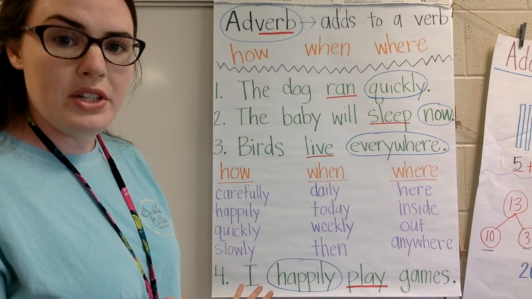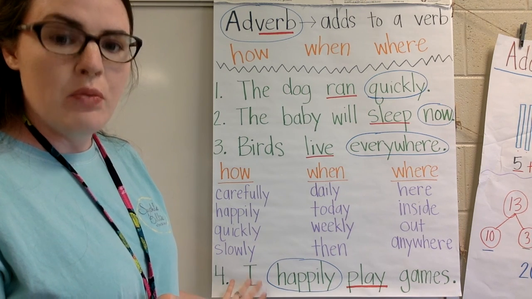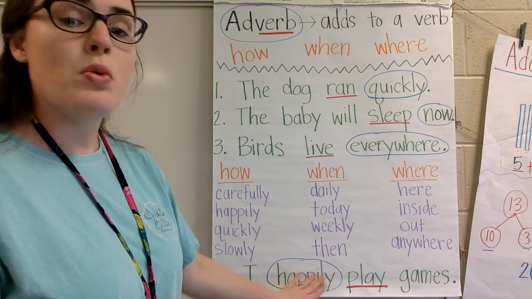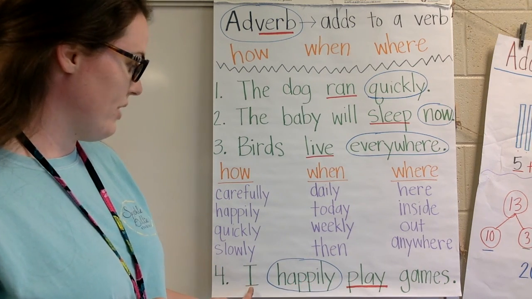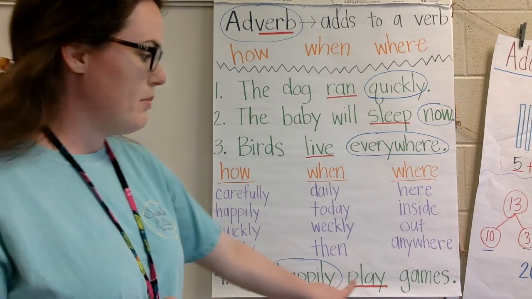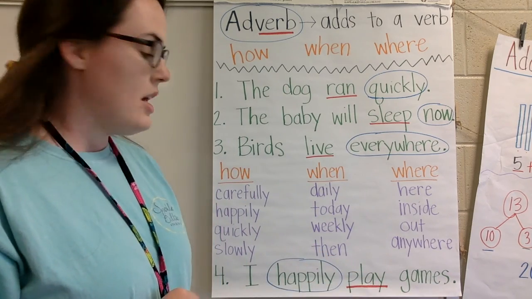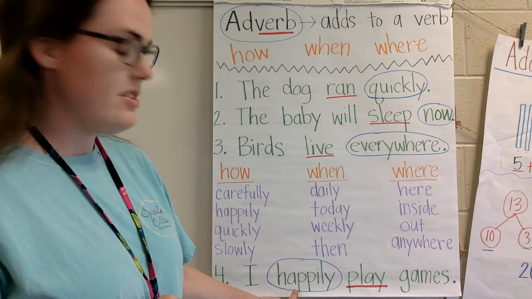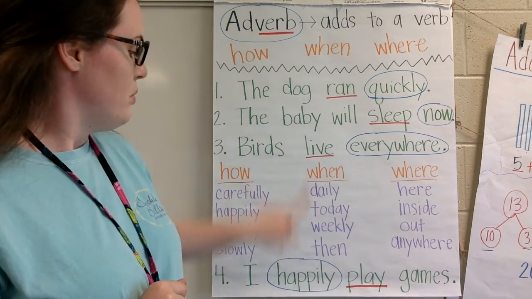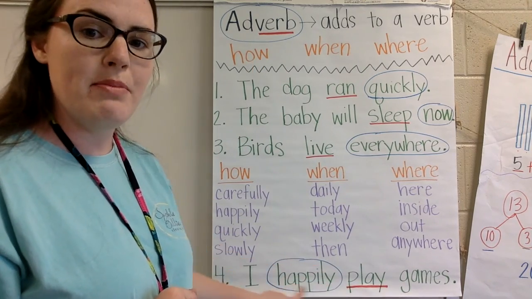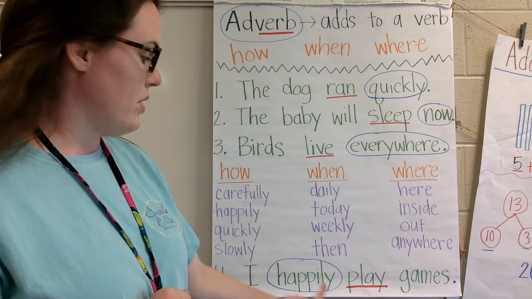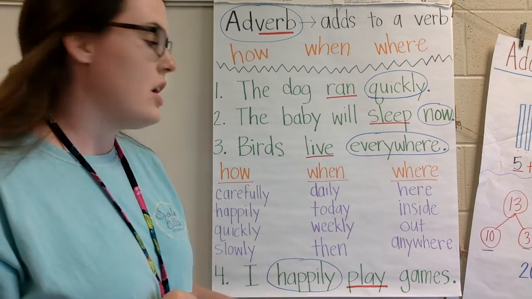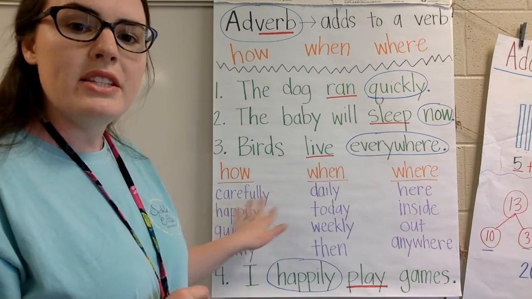Okay, let's look. I have a number 4 down here. We can go ahead and read that. I wanted to show you how sometimes an adverb comes before the verb. Let's read number 4 down here. I happily play games. Our verb is play. That tells what we're doing. But this tells how we're doing it. I happily play games. So what is our adverb? Happily. It's telling how.